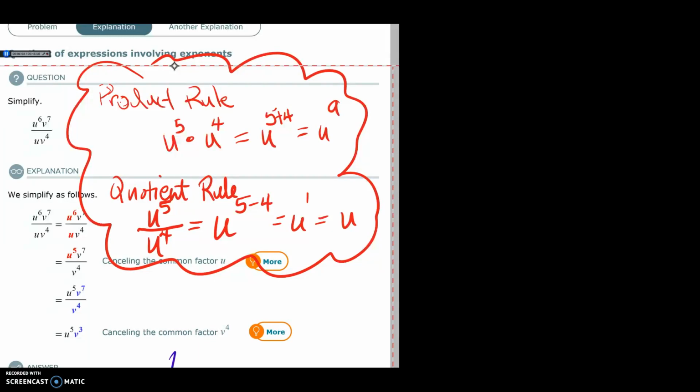Now, once these exponents or the powers get a lot bigger, you're not going to want to do that. So what the rule says is that you would have the base of u, and you'd say 6 minus 1, because there is an understood 1 right there, and then times v to the 7 minus 4. And so I would have u to the 5th, because 6 minus 1 is 5, and v to the 3rd, because 7 minus 4 is 3. And so that's another way you can get that final answer.